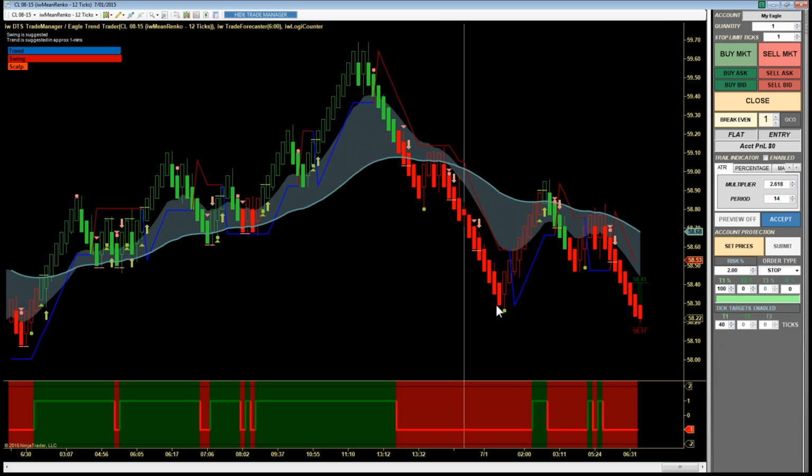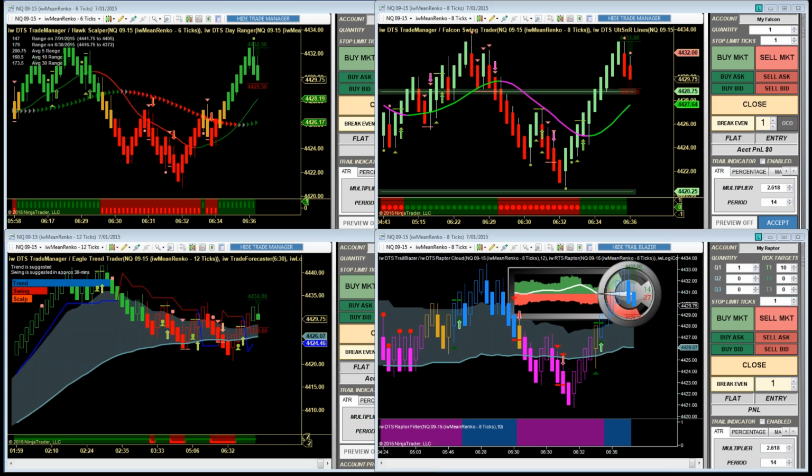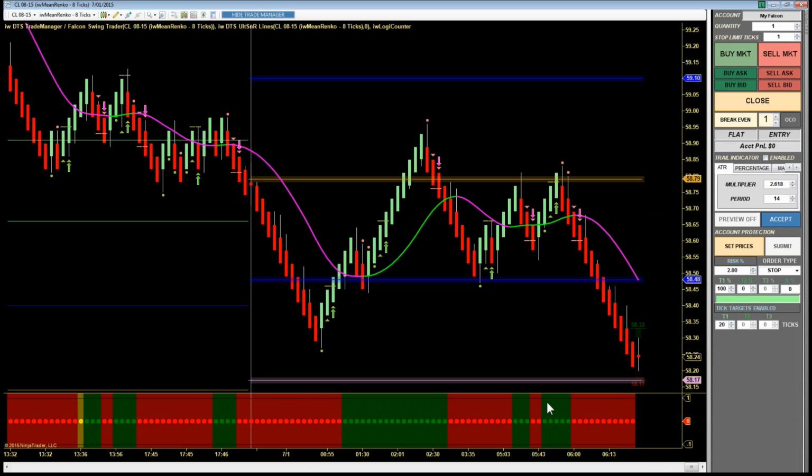I would not be surprised to see a little bit of a reaction either off of this support here or this support way back there, which is essentially the same thing. Crude does tend to go a little bit sideways on inventory day. Here's crude oil now on the Falcon swing trader. Let me turn off the stop strategies.